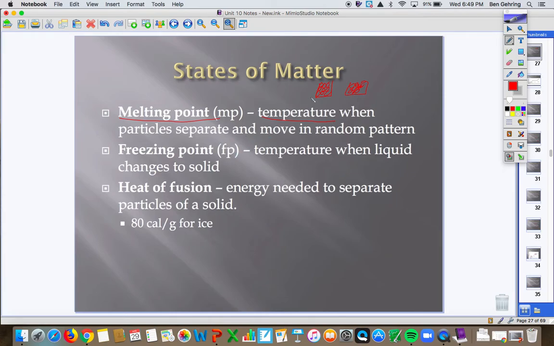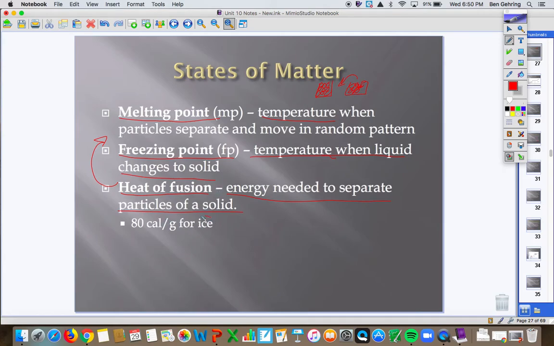Freezing point is the opposite. So when I go from this flowing state to a structured fixed solid state. So melting point is the temperature at which you go from a solid to a liquid. Freezing point, you go from a liquid to a solid. Again, terms I think you've heard before. One you probably haven't is heat of fusion. This is the energy needed to go from either a solid to a liquid or a liquid to a solid.